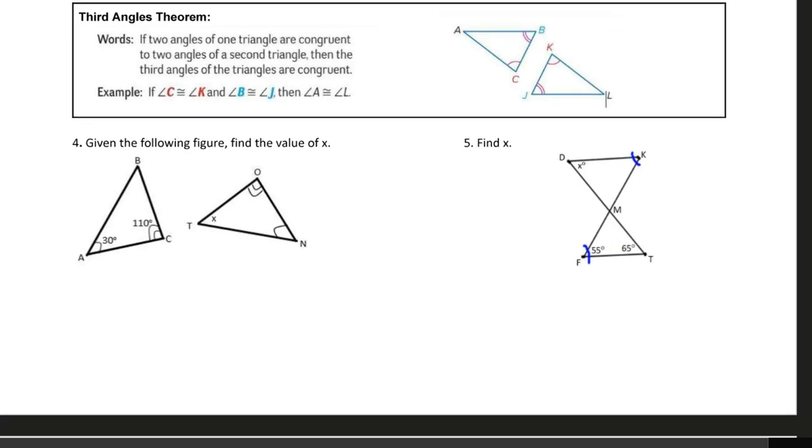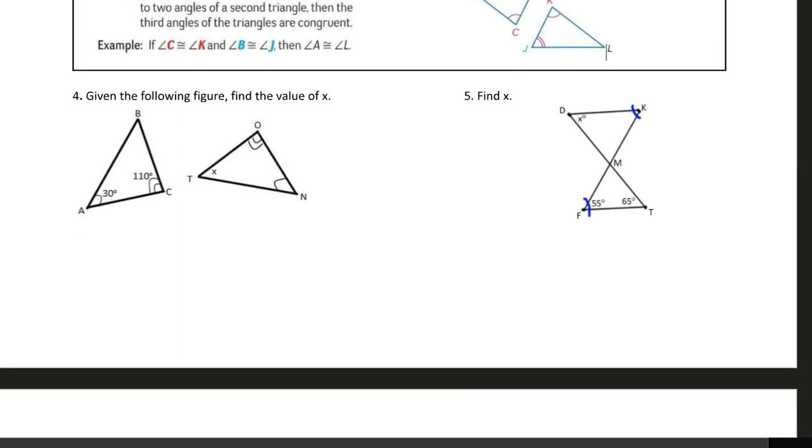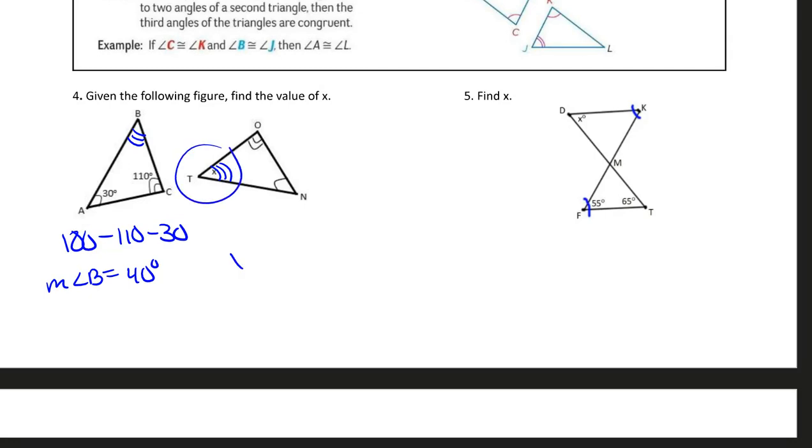So let's look at this in practice. Number 4, we're given this figure, and I know that these two angles are congruent to these two angles, which means automatically B has to be congruent to X. So if I use this triangle to find B, that would mean 180 minus 110 minus 30. So angle B is 40 degrees, which automatically means over here, X is 40, because B and T are congruent based on this theorem up above.